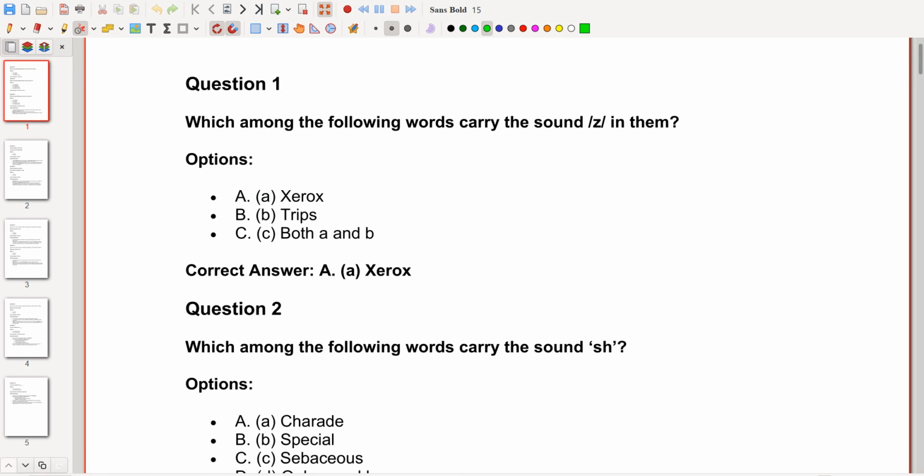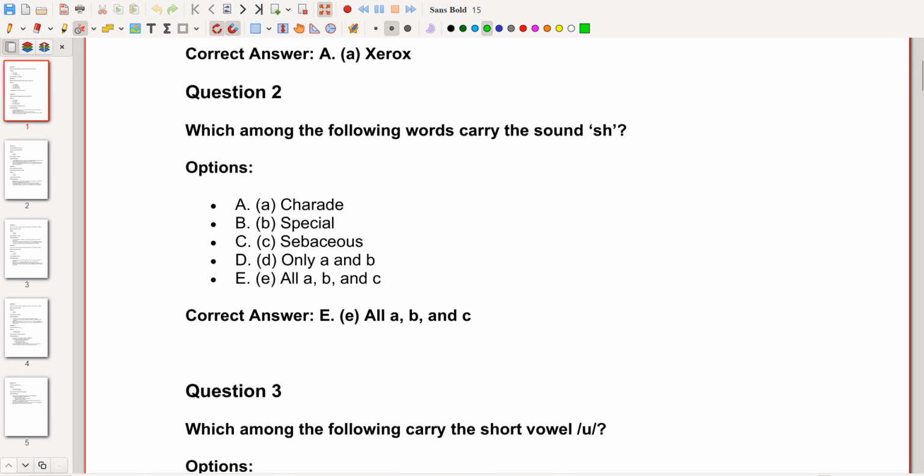Okay, see what is the question? Which among the following words carry the sound z in them? Okay, so the options are Xerox and trips. In both of these, Xerox has the z sound while trips has the s sound, right? So only option A is the correct answer.